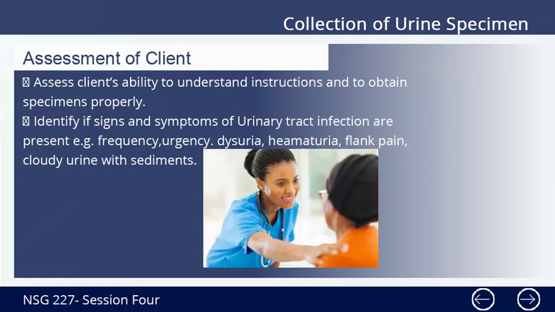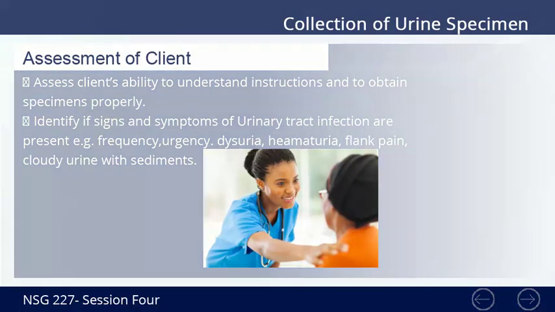Assessment of clients. 1. Assess client's ability to understand instructions and to obtain specimens properly. 2. Identify if signs and symptoms of urinary tract infection are present, e.g., frequency, urgency, dysuria, hematuria, flank pain, cloudy urine with sediments.